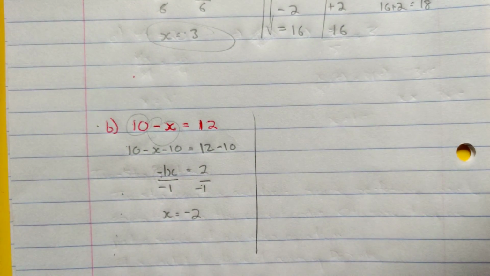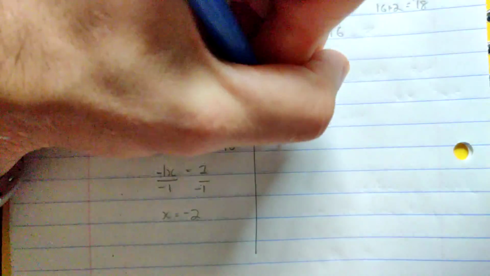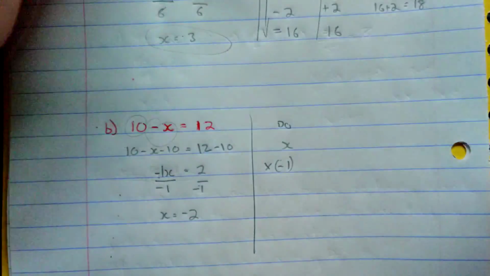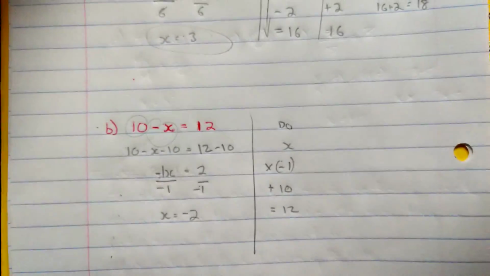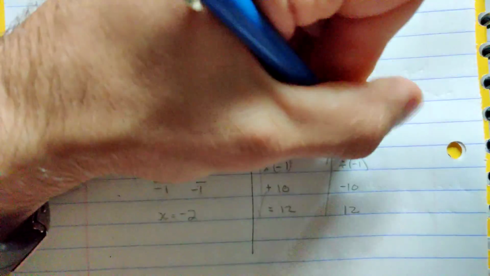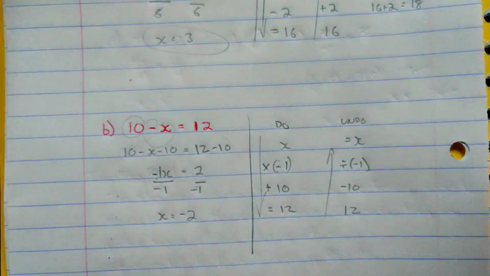If we use the do-undo method, do: start with x, multiply it by negative 1, and then add the 10 and get the 12. So there's our do. If we want to undo that, we're going to start with 12, subtract 10, divide by negative 1, and get x. So there's our undo. So let's do that now.